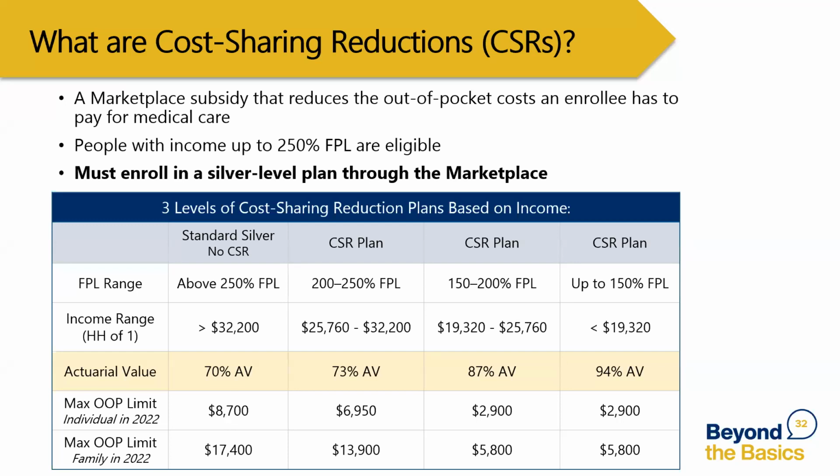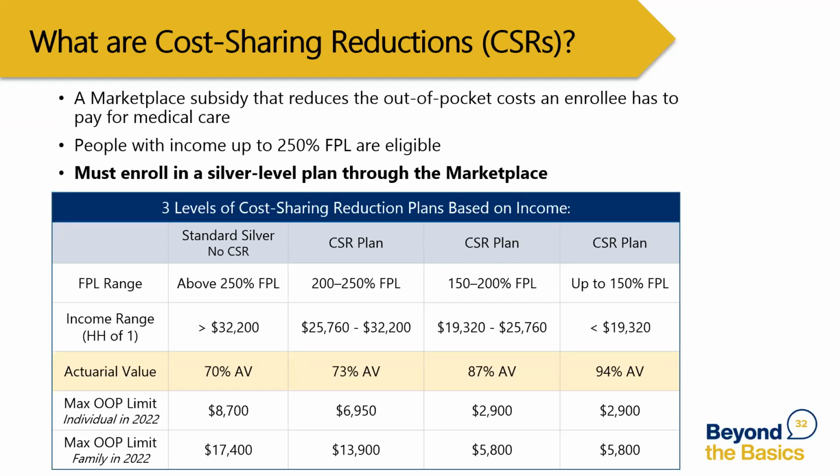Individuals with income between 200% FPL and 250% FPL, which is about $26,000 to $32,000 for a household of one, will be eligible for the lowest CSR amount. This will increase the AV of silver plans available to them from 70% to 73%. This will also reduce their out-of-pocket limit for the year down to $6,950. So the most they could pay in 2022 for healthcare services would be $6,950 rather than $8,700, which is the out-of-pocket limit for people who are not eligible for CSRs.